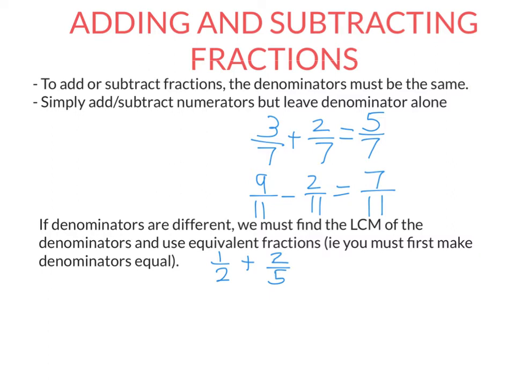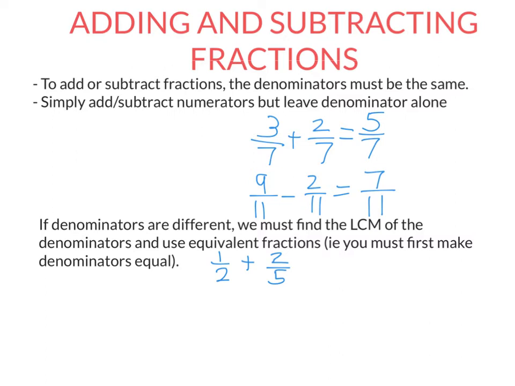What we need to do is make their denominators equal. So to do that, I look at the lowest common multiple of the denominators. So I look at the lowest common multiple of 2 and 5. What is the lowest number divisible by 2 that's also divisible by 5? So we just have to know these, and the answer to that is 10. 10 is the lowest number that is divisible by 2, but is also divisible by 5.